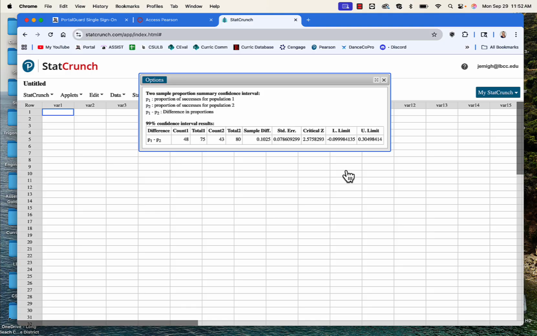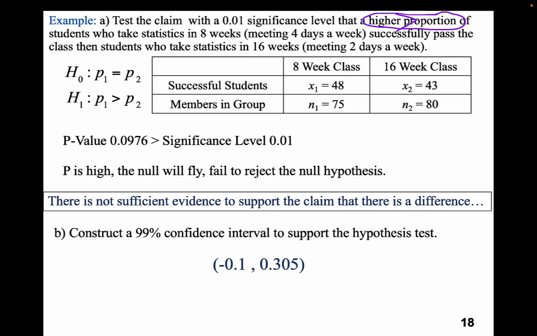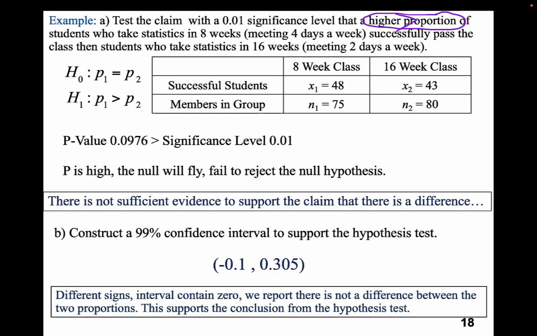Lower limit, negative 0.0999841335. Upper limit, positive 0.3049814. All right, so we have a negative, we have a positive. In interval notation, we'll write that as negative 0.1 to positive 0.305. Those have different signs. That means that our interval does contain 0. We will report that there is not a difference between the two population proportions, and that supports the conclusion that we got from part A using a hypothesis test.